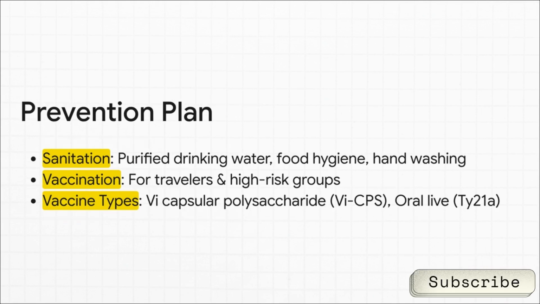Of course, the best way to win a fight is to avoid it altogether. Prevention really comes down to Public Health 101: clean water, safe food, and good old-fashioned hand washing. For people at high risk, like travelers heading to endemic areas, vaccination is your best bet. Public health is really the ultimate treatment here.